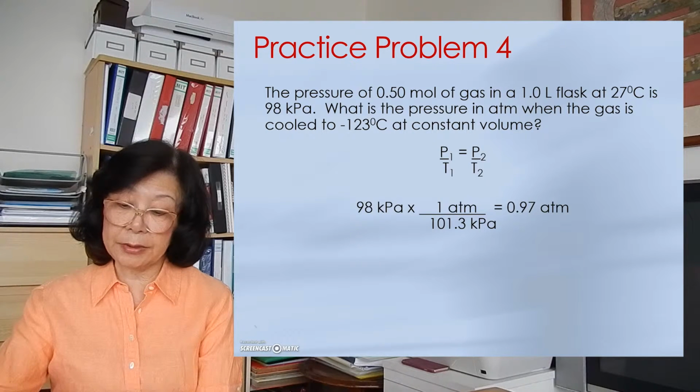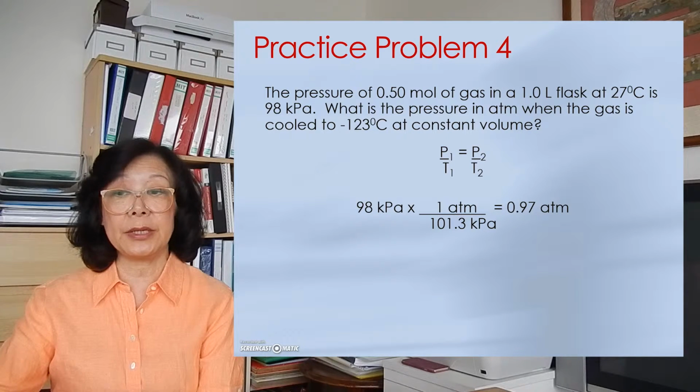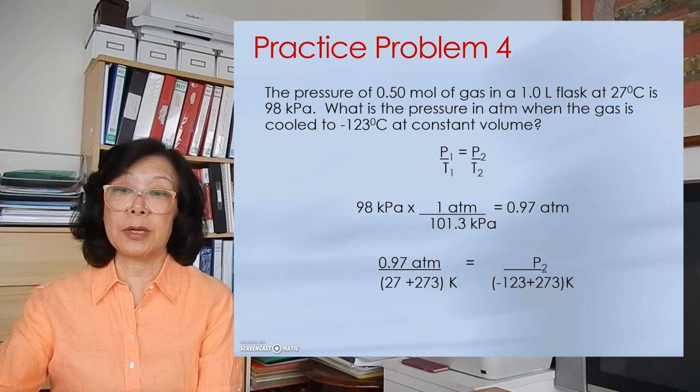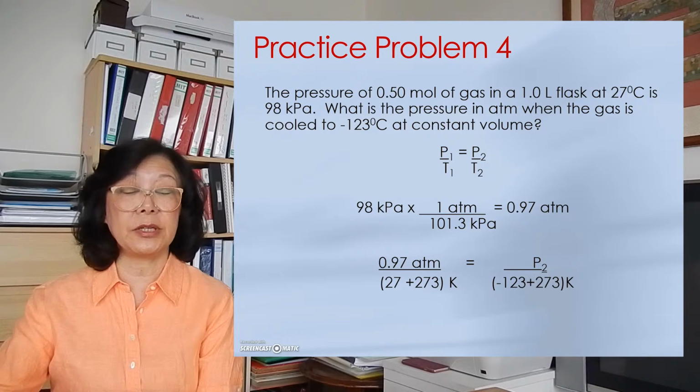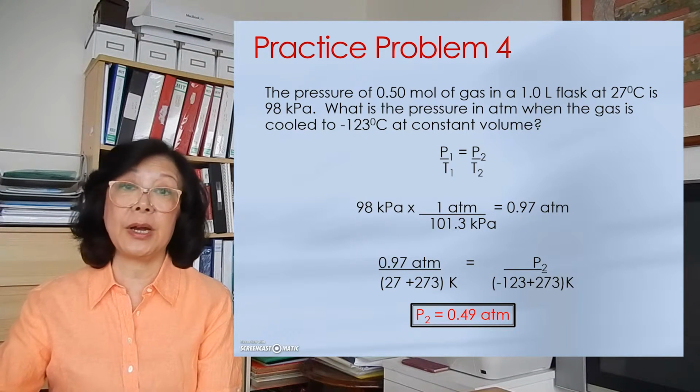Using the Gay-Lussac law, I convert the 98 kilopascal into 0.97 atm before I plug it into the formula, and make sure that my temperature is in Kelvin. And now my P2 is 0.49 atm.